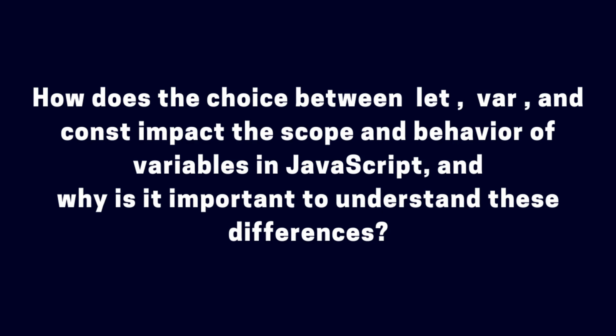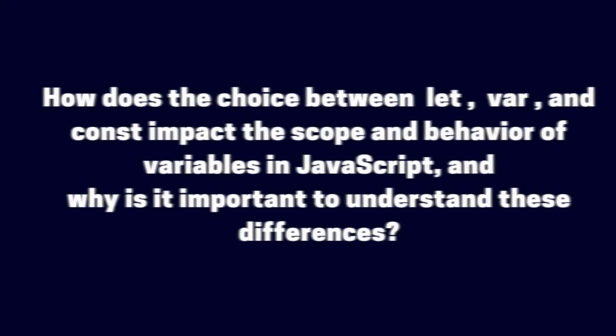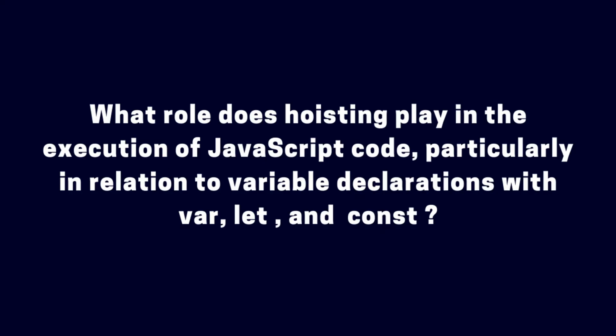Understanding these differences is crucial for avoiding bugs, ensuring variables are only accessible where they should be, and maintaining predictable and secure code. What role does hoisting play in the execution of JavaScript code, particularly in relation to variable declarations with var, let, and const?